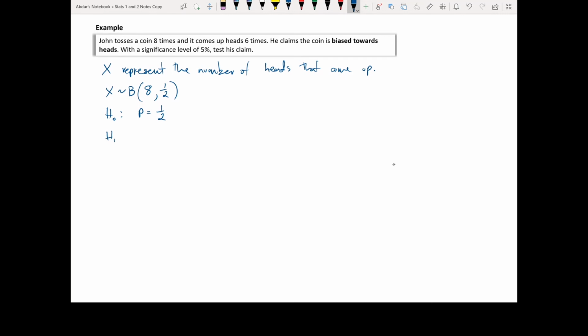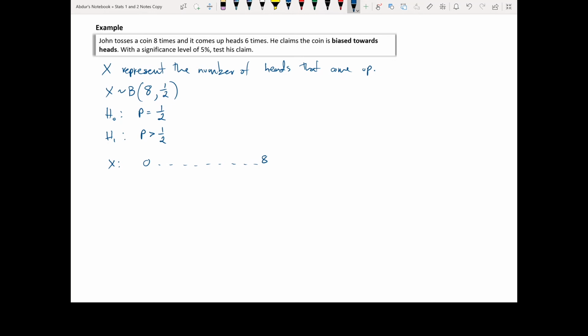The alternative hypothesis is what we are testing. So the claim here is that the coin is biased towards heads, which means we expect head to have a greater probability than a half. So we will write this down: probability is greater than a half is the alternative hypothesis. Now we are going to write down the possible outcomes if we flip this coin 8 times. So X, the number of heads that come up, could be from 0 all the way up to 8.